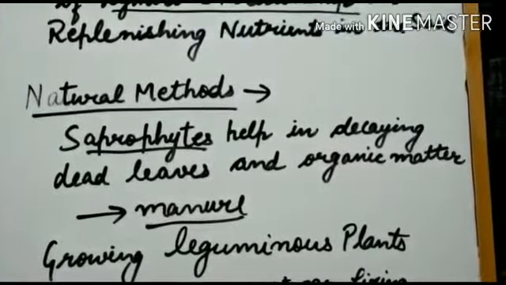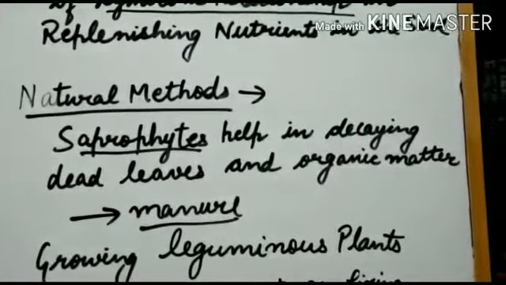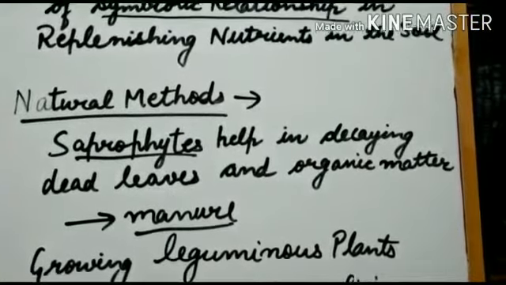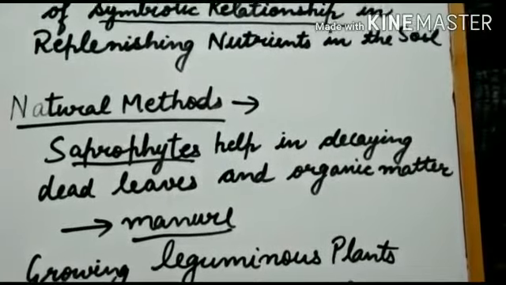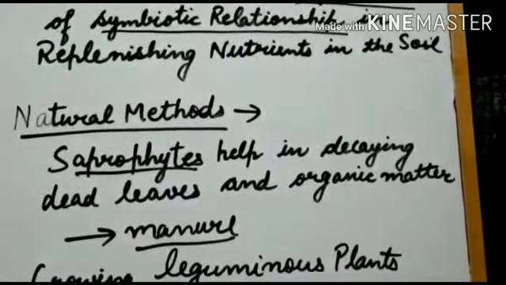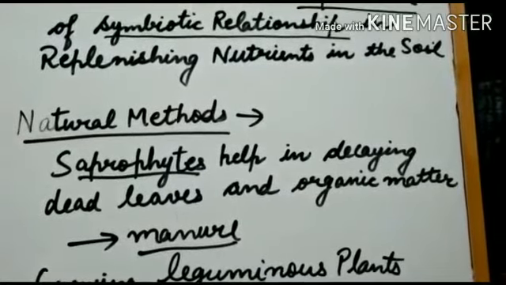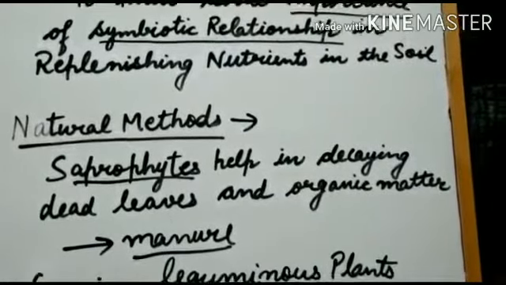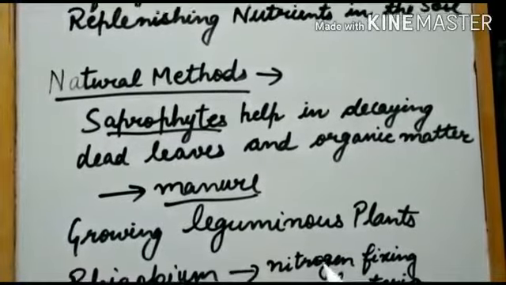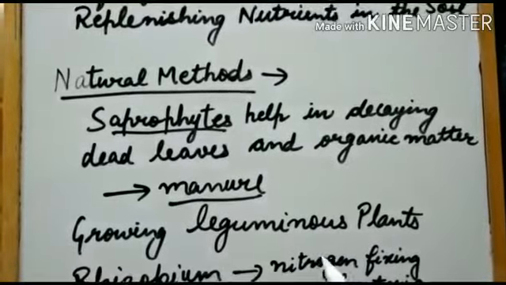In the natural method, as we discussed earlier, saprophytes help in decaying dead leaves and organic matter, and that will convert into the manure. So this is the natural way to replenish the nutrients in the soil. Another method to replenish the nitrogen in the soil is by growing leguminous plants. So these are leguminous plants like peas, grams.